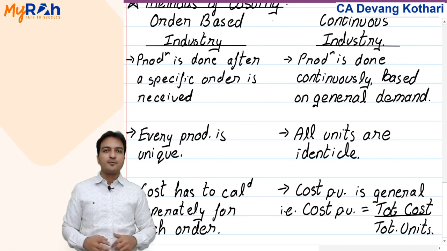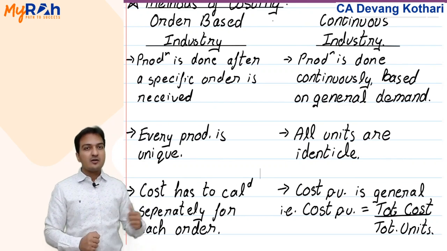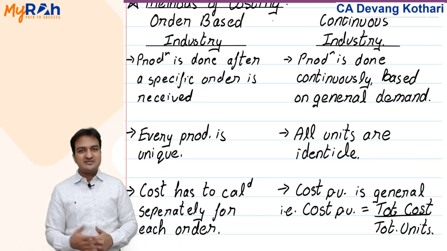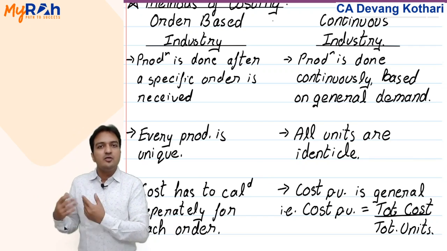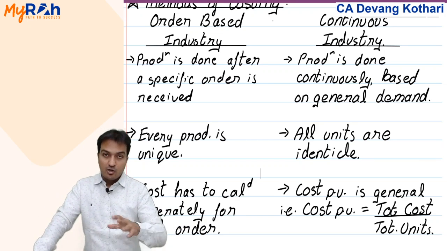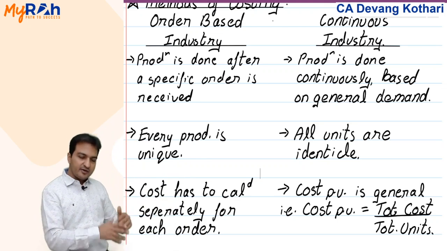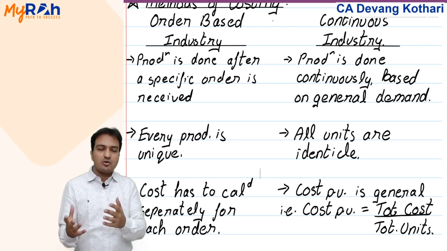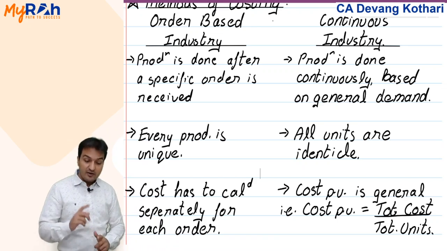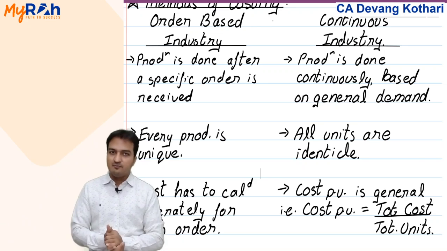Order-based industry, where production is done after a specific order is received from the customer, while continuous industry, production is done continuously based on general demand. In order-based industry, every product that I produce will be unique, will be different, while in continuous industry, all products are identical. That is why in continuous industry, cost per unit can be calculated in a general sense. Cost per unit is total cost divided by total units. But in order-based industry, cost has to be calculated separately for every single order. Anyways, that is the methods of costing.